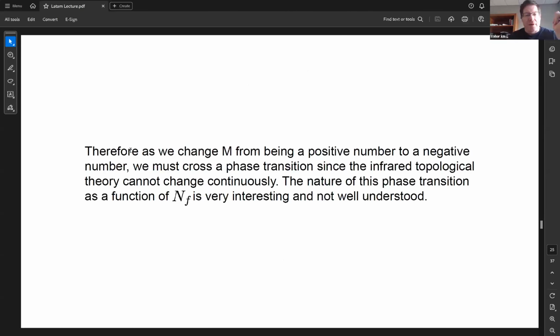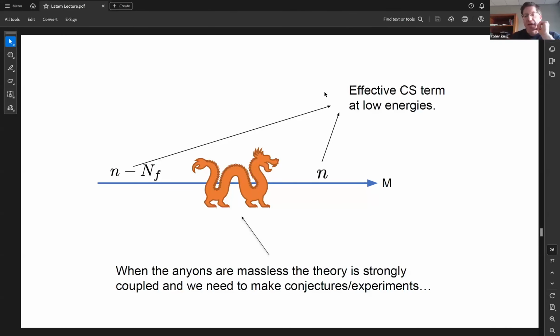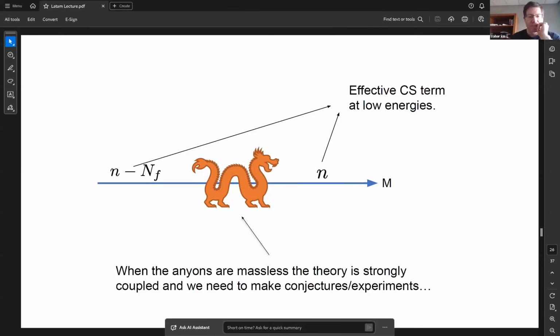And so Redlich already told us that there must be a phase transition as you change the sign of the mass. And the nature of this phase transition depends on the number of species, it depends on little n, but Redlich already essentially proved that there can be phase transitions between topological orders and that they are very interesting. So here is my attempt to tell you what's going on.